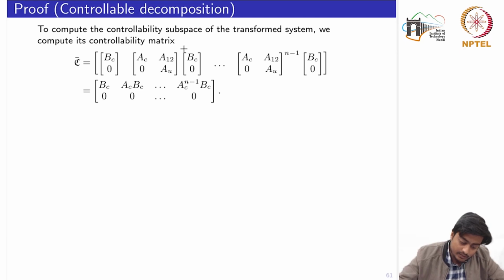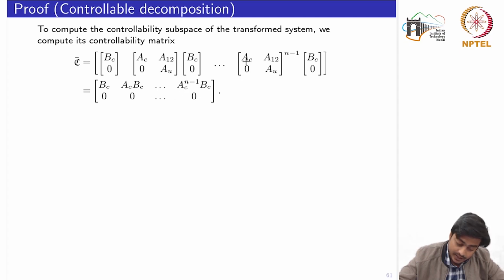So to compute the controllability subspace of the transformed system, we compute its controllability matrix, which is the C bar. Now here I have written all this by opening all these A bar, B bar matrices. So earlier when we studied this controllable decomposition, we had our results in terms of bar matrices. Now here we know that bar matrices are nothing but these parts. Okay, so this one would be this one. So here if I simplify this matrix, I would have AC BC plus A12 into 0, 0 into BC plus AU into 0. So the rest term would be AC BC and 0.